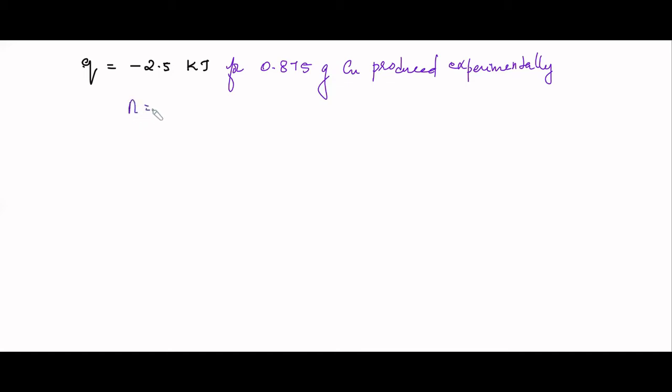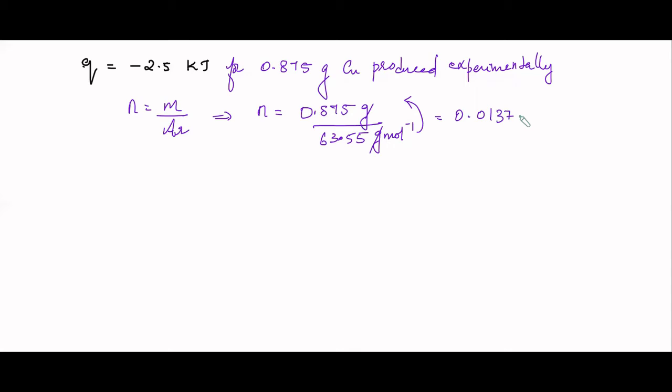For that, number of moles is equal to mass over atomic mass. So we get number of moles is equal to 0.875 grams over the atomic mass of copper, which is 63.55 grams per mole. When I'm dividing this, grams and grams go away. Per mole goes to the numerator. And the value I get is 0.0137 moles.